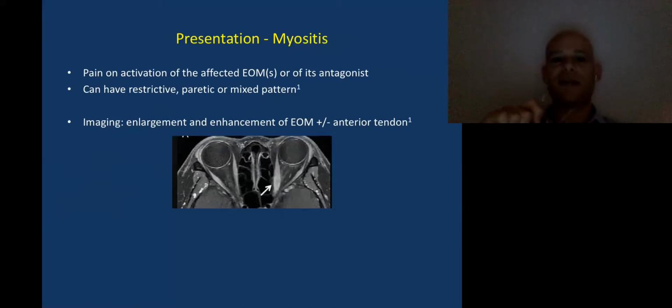The thought is that maybe the restrictive patients were more so longer-lasting myositis that had kind of burnt out, and for that reason, they got some fibrosis within the muscle. But based on the two biggest studies that exist, patients that came in with diagnoses of myositis, some of them did have a paretic pattern.